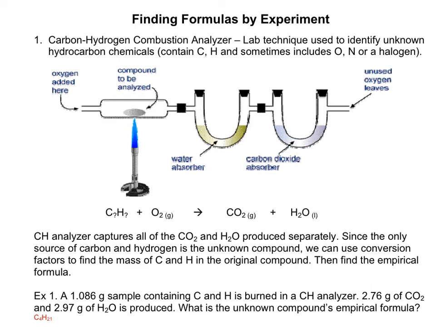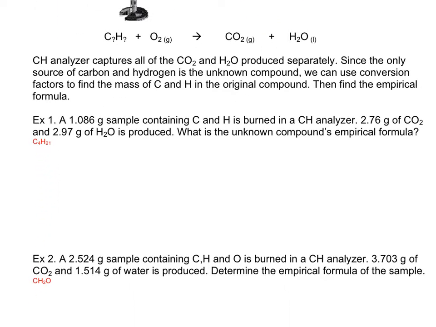Let's try out example 1. A 1.086 gram sample containing carbon and hydrogen is burned in a CH analyzer. 2.76 grams of carbon dioxide and 2.97 grams of water is produced, and we're asked to determine the empirical formula for the compound. I'm going to set up a little organizational chart for each piece of my formula.